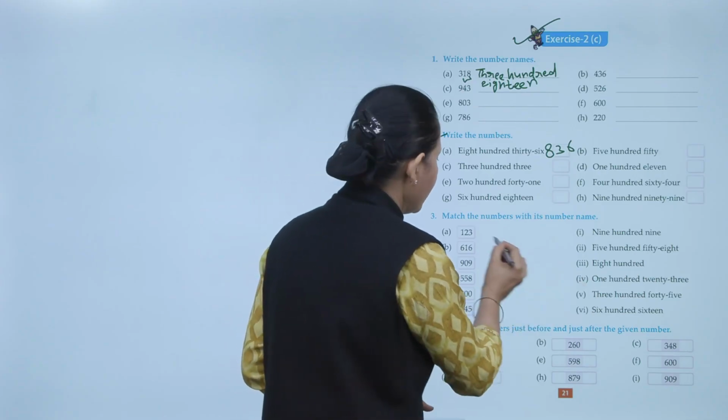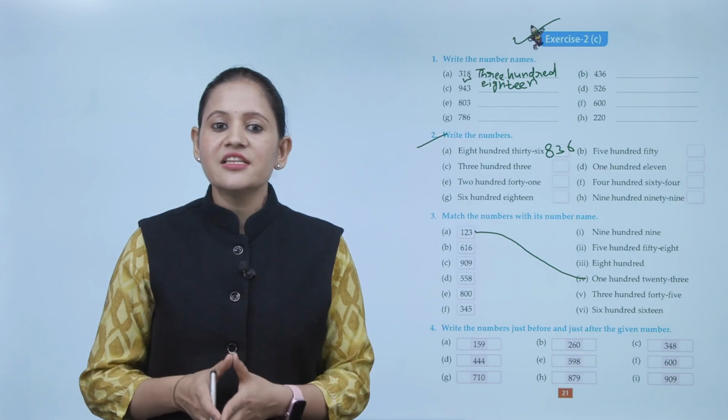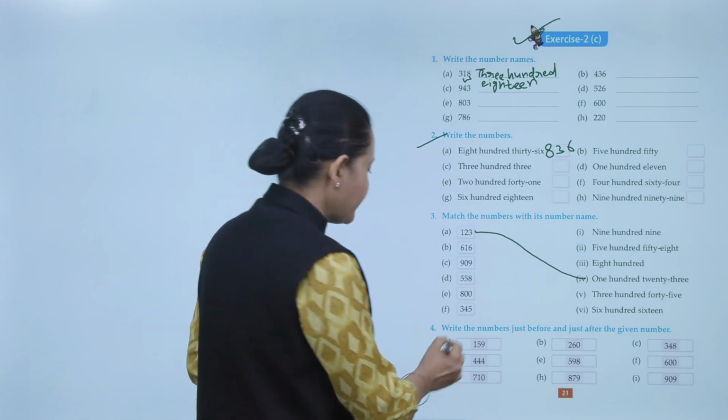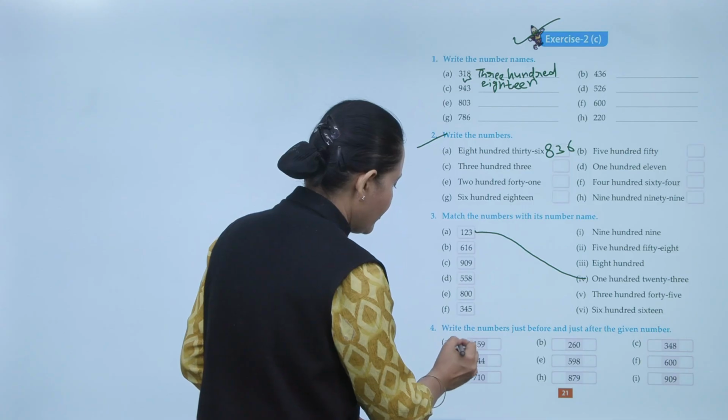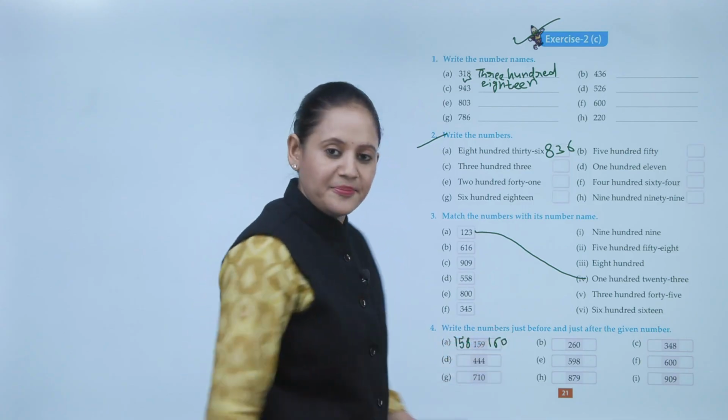Next, match the number with the number name 123. So 123. Clear? Next, write the number just before and just after the given number. So 159 से just पहले आ जाएगा 158 and after that 160. Clear?